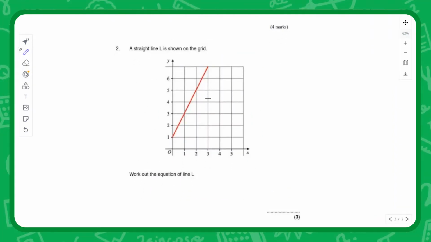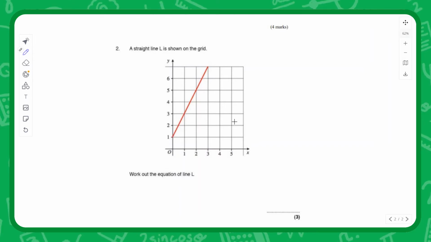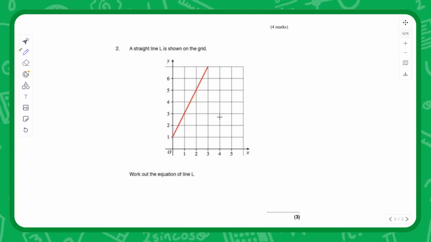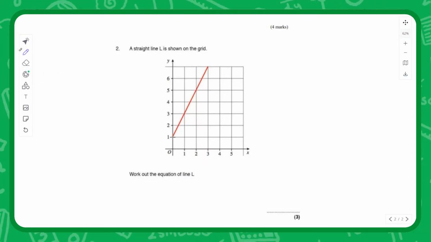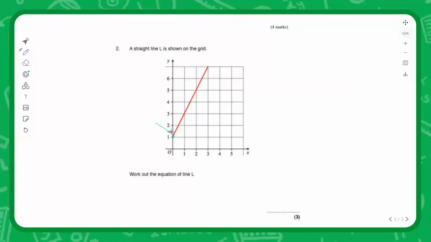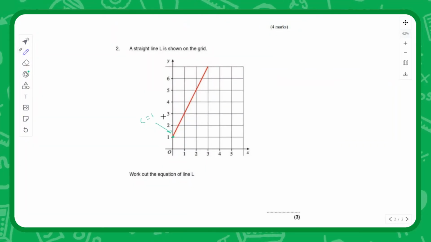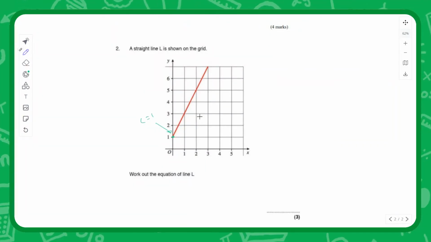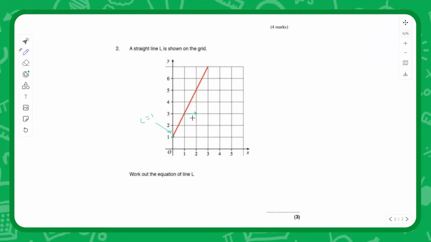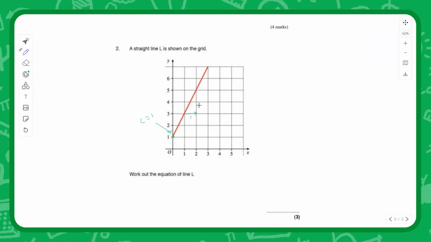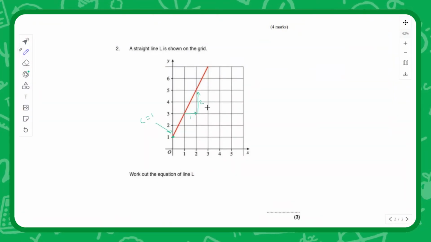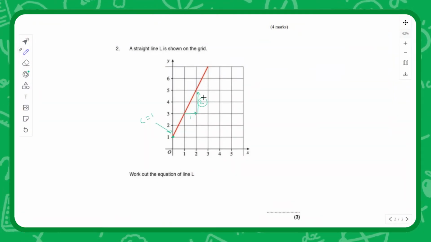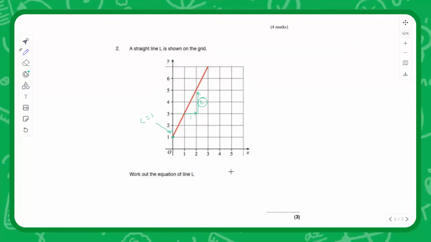So a straight line L is shown on the grid. Work out the equation of line L. Well, again, I'm going to jump to a more contrasting color. I know that the y-intercept is going to be 1, so c is going to be 1 in this case. And if I look at what's happening, if I go along 1 in the x direction, how much do I go up or down by in the y direction? Well, I know in this case, I've got to go up by 2 in the y direction. And so that tells me my gradient.